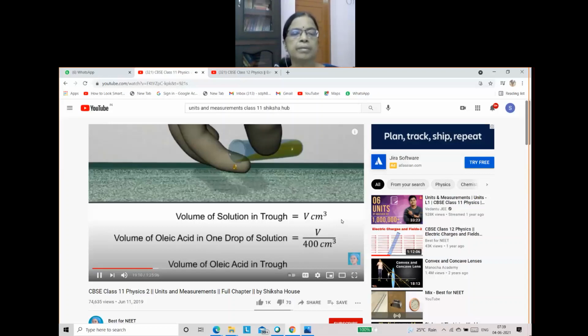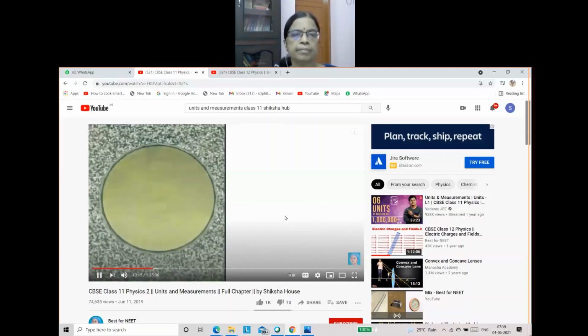Now that we have the area and volume of the thin circular film, we can get its thickness, T, as the ratio of volume to area. T is equal to V by 400 A centimeter. If we assume that the film is monomolecular, as the concentration is very low, the thickness of the film becomes the size of a molecule of oleic acid. We learned how to measure a tiny molecular distance or a massive stellar distance.